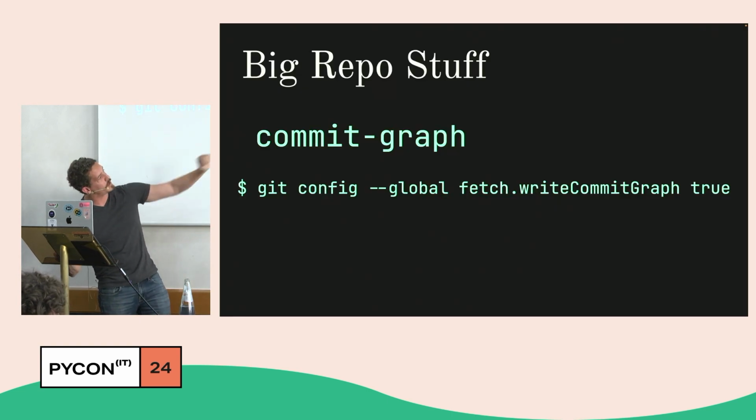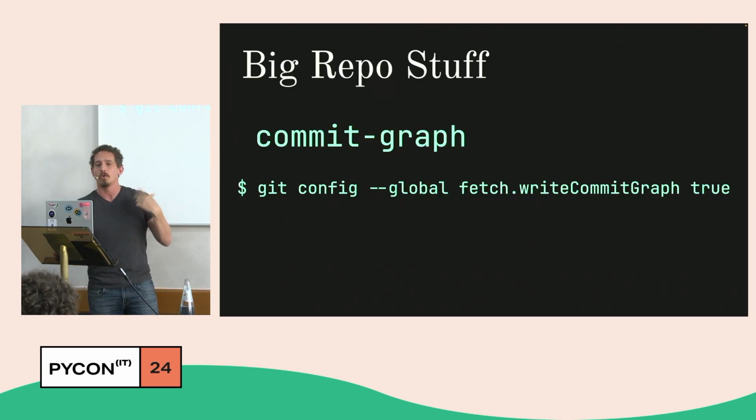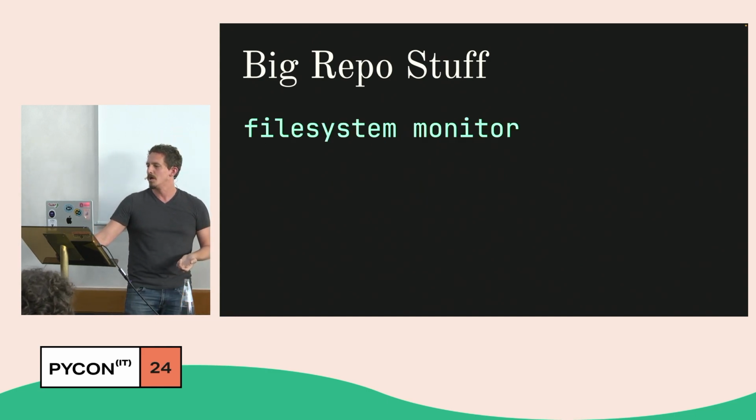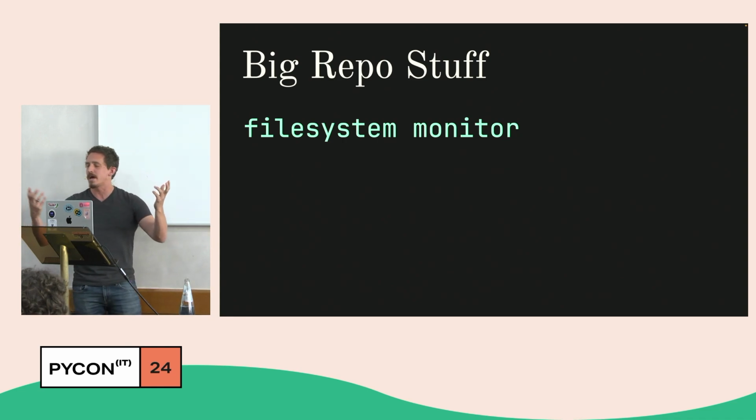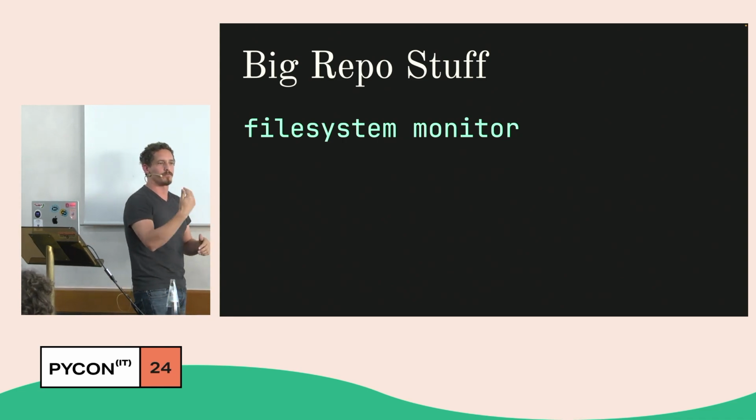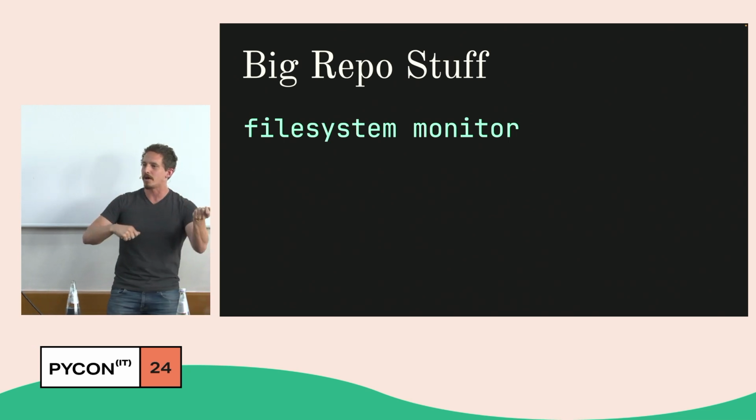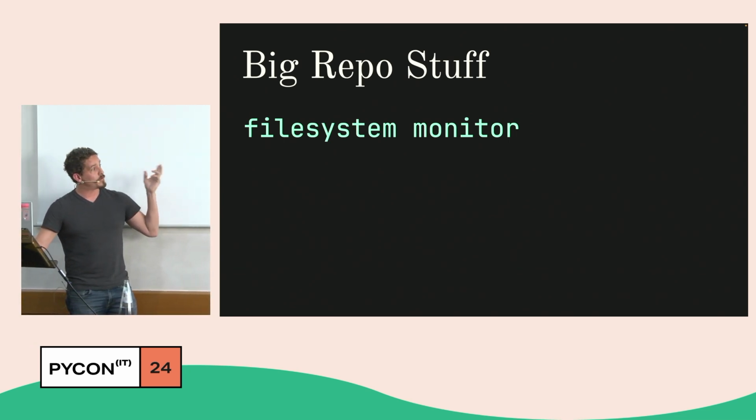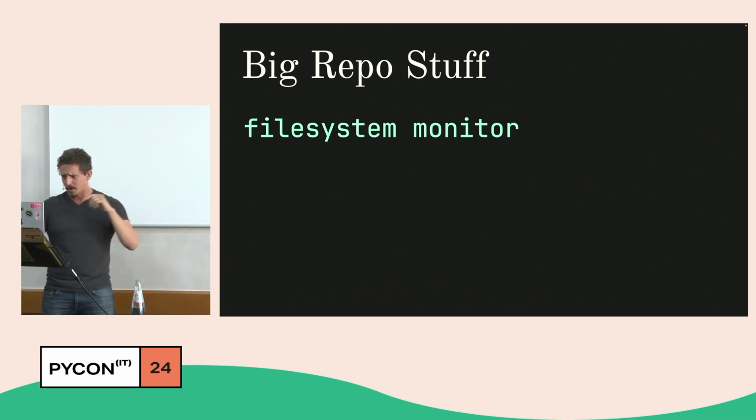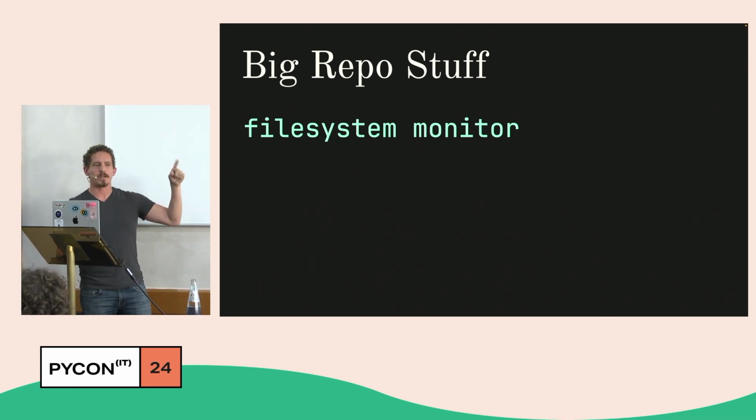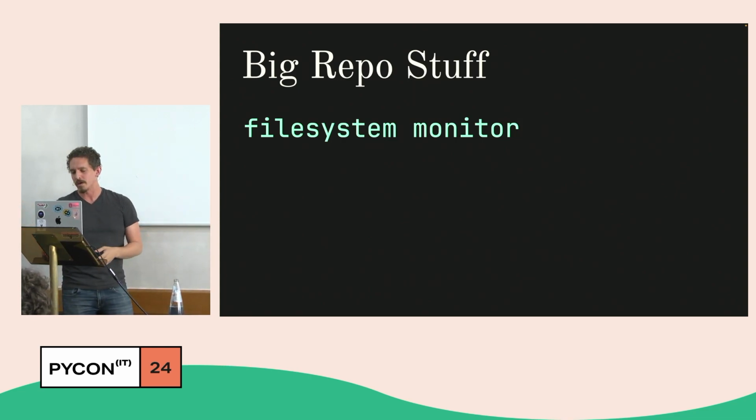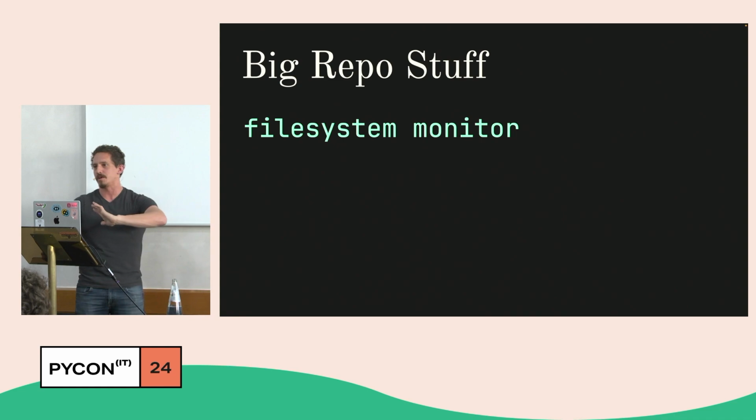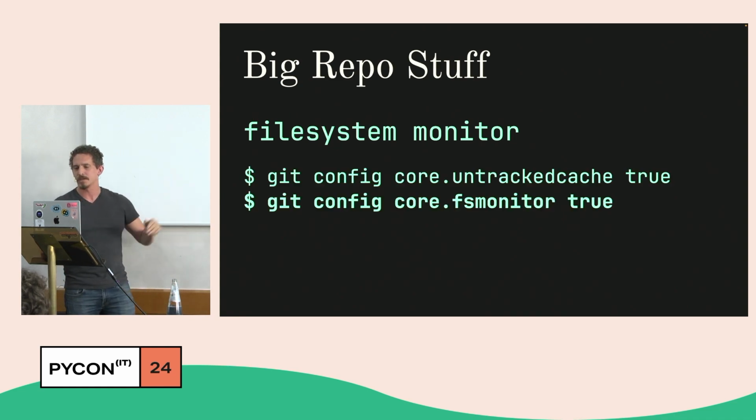You can turn it on like this: fetch.writeCommitGraph true, or you can run the git maintenance start thing. The other thing is, if you have a lot of files in your working directory and you run git status, it has to stat every file to figure out what the mtime is, to see if this file changed. But with git maintenance start, with the file system monitor, it will run a daemon in the background that looks for inode changes and will keep a cache of that, so it doesn't have to stat every file. So this is part of how they got away from the VFS stuff, is to make this fast.